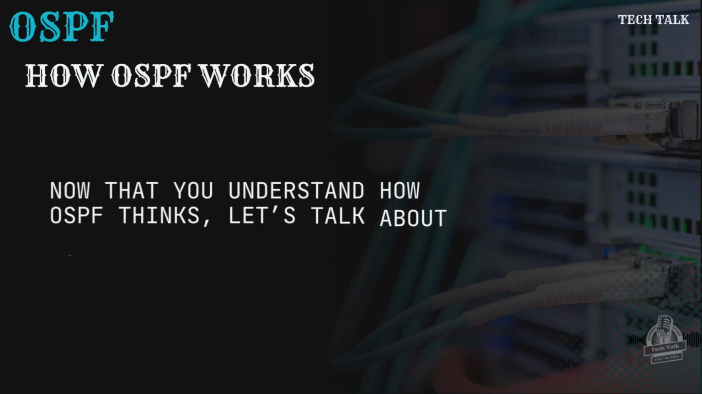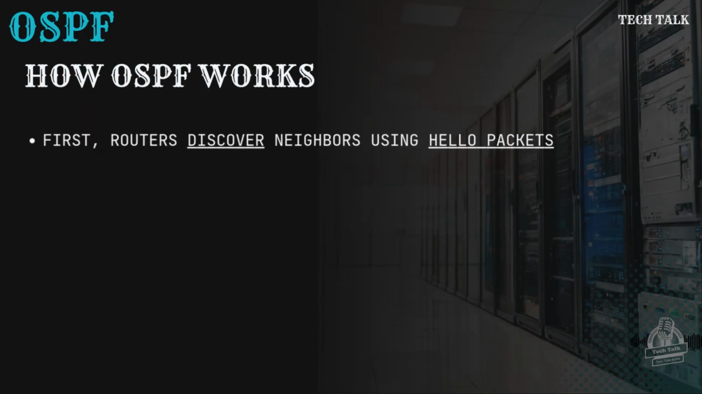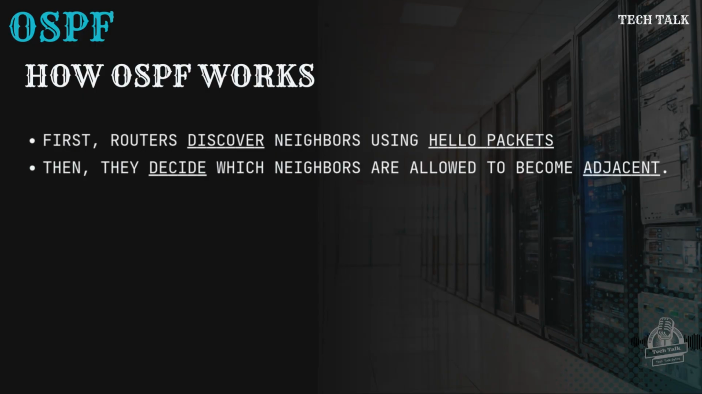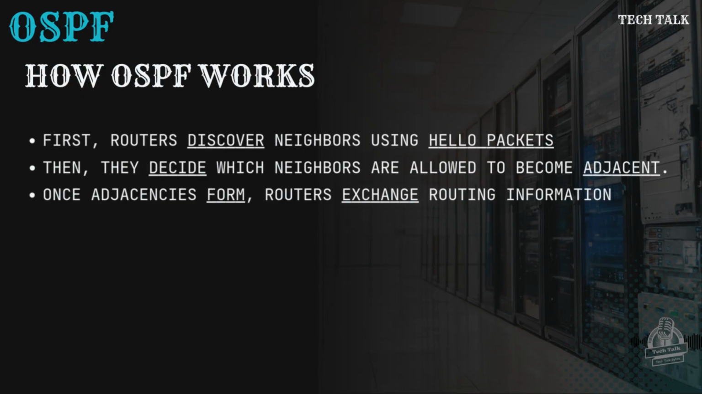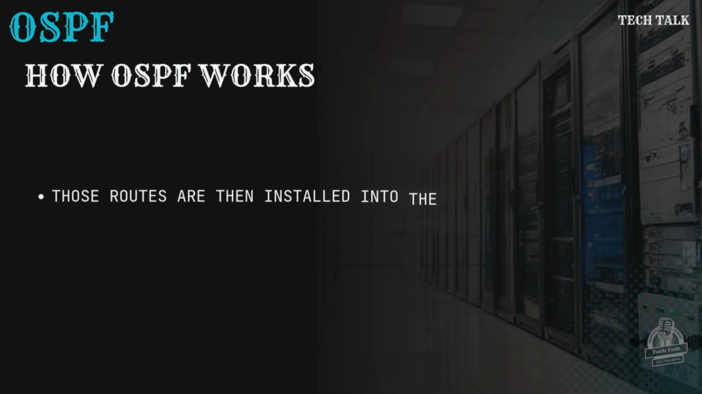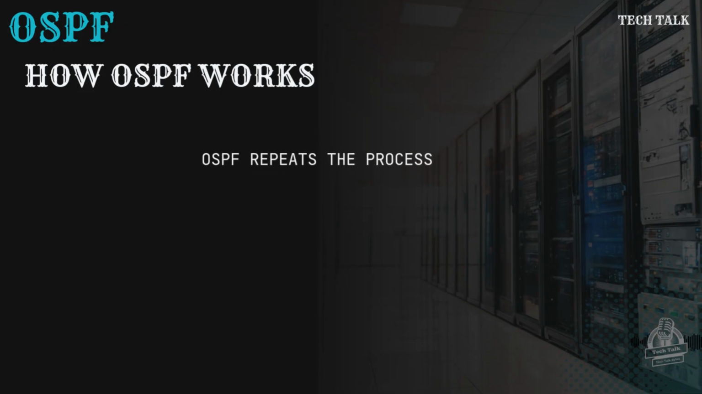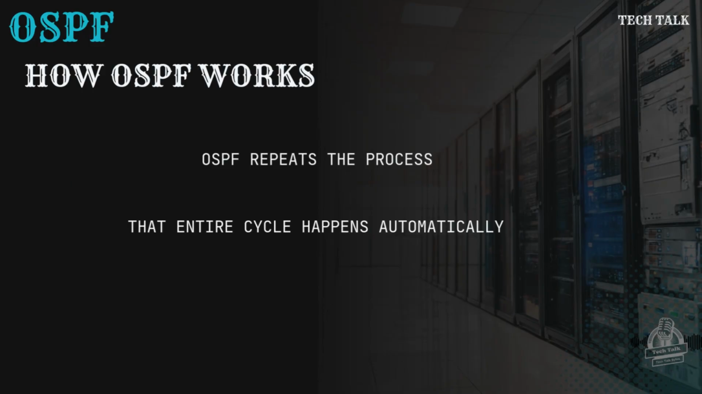Now that you understand how OSPF thinks, let's talk about how it actually works. OSPF follows a very predictable process. Every time, no shortcuts. First, routers discover neighbors using hello packets. Then they decide which neighbors are allowed to become adjacent. Once adjacencies form, routers exchange routing information, build their link state database, and finally run shortest path first to calculate the best routes. Those routes are then installed into the routing table. And if the network changes, a link goes down, a router fails, OSPF repeats the process. That entire cycle happens automatically.